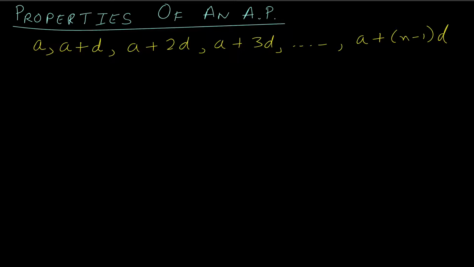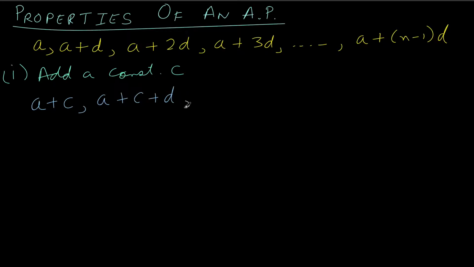So for the very first case, let's say we add a constant C to this AP. Then what happens to this AP is all the terms get added. So we have A plus C, we have A plus C plus D, we have again A plus C plus 2D, and so on. We'll also add C to the nth term, so it will be A plus C plus n minus 1 times D.